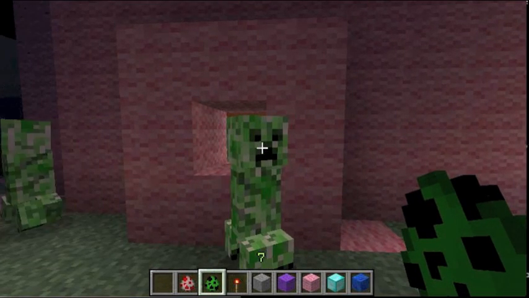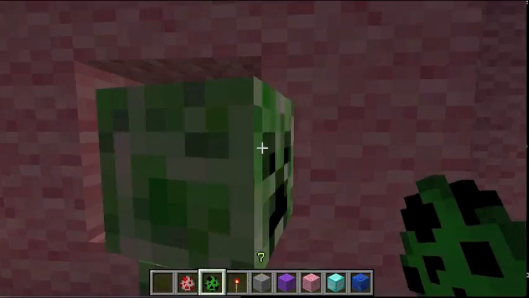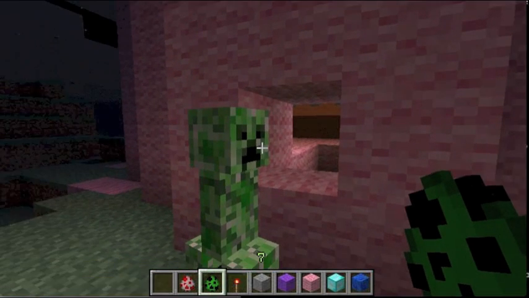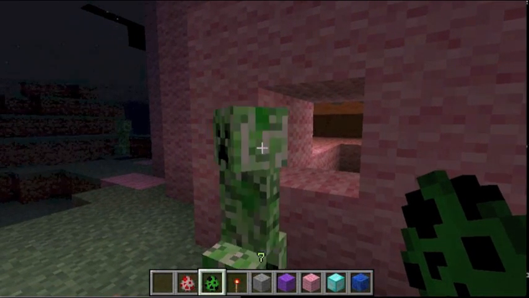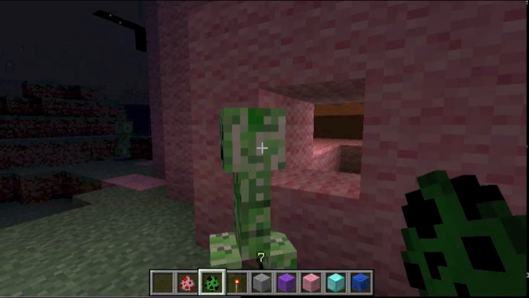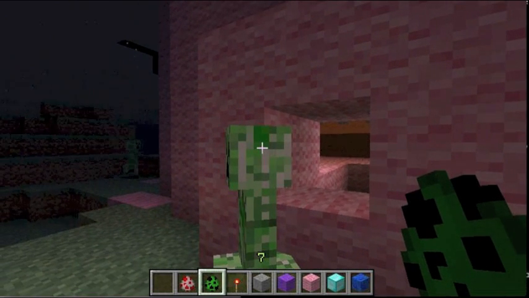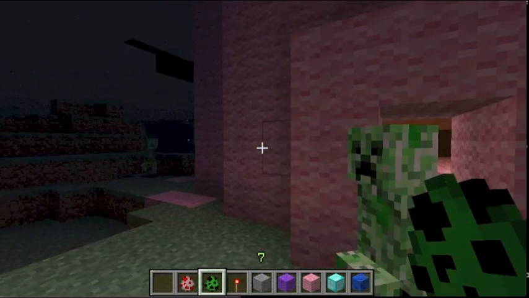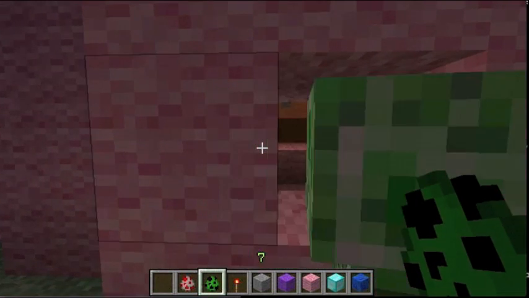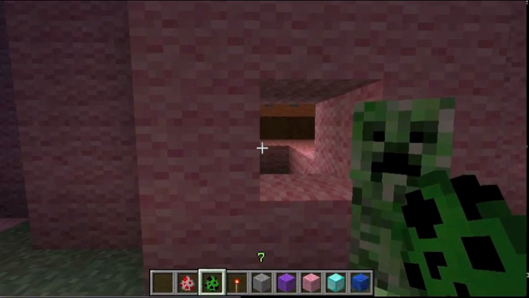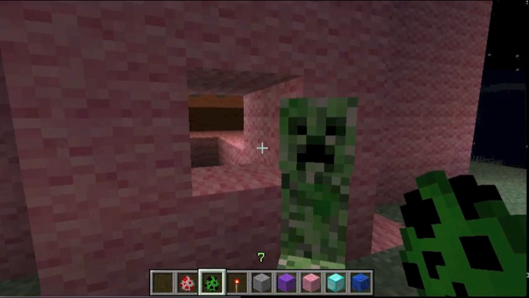These guys are not very good if you're playing survival, but I'm playing creative, so it doesn't matter unless I attack, which would be bad. So you do not want these around. If you attack them, or if you're in survival, they will just walk up behind you and explode. So yeah, these are very bad.